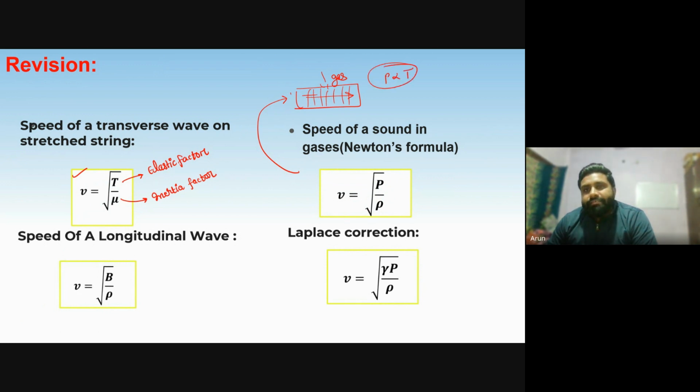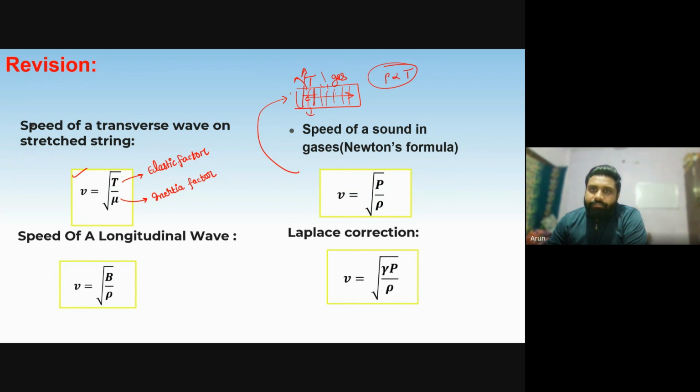So we can say that if we compress it, there will be an increase in pressure, so an increase in temperature. That temperature will be shared with the surroundings. Let's say at this zone there will be a compression, so this temperature will increase and it will be shared with the surroundings.